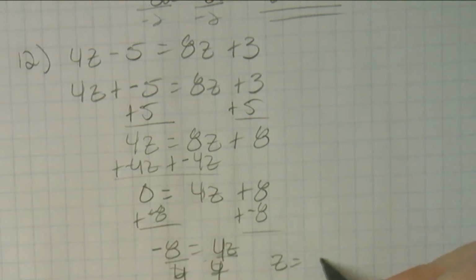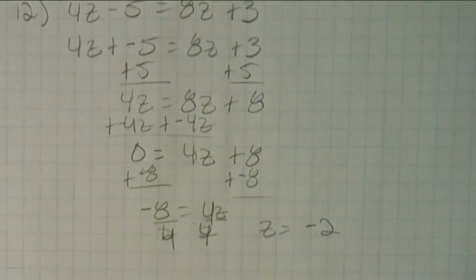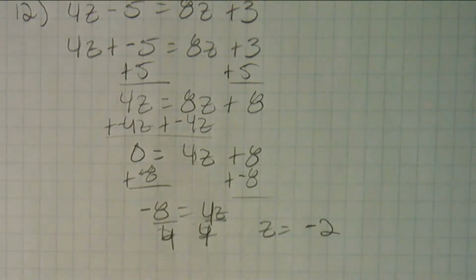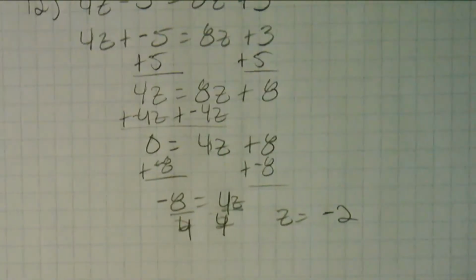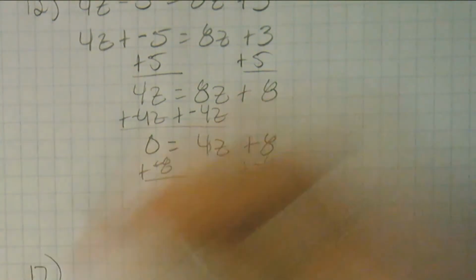So z is equal to negative 2. Can you see your mistake? Remember, our goal is to get all the variable terms to one side, the constants to the other. So I'm left with a variable term equals a constant. Okay? Ada. Yep. So let's take a look at 17.